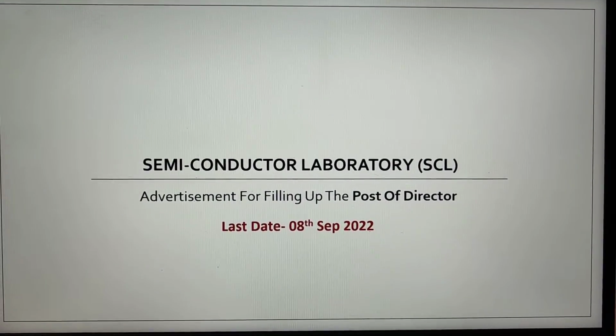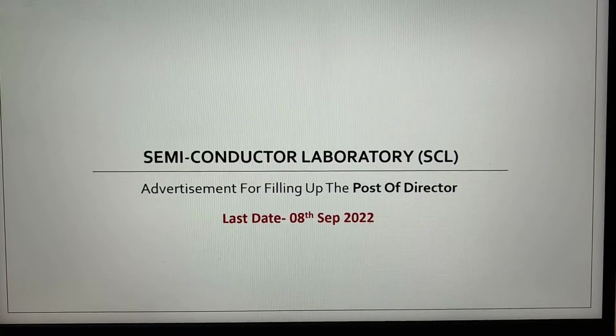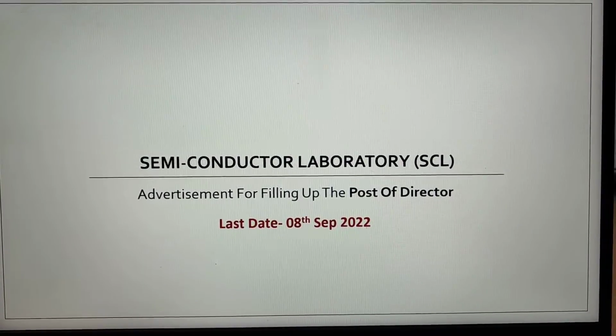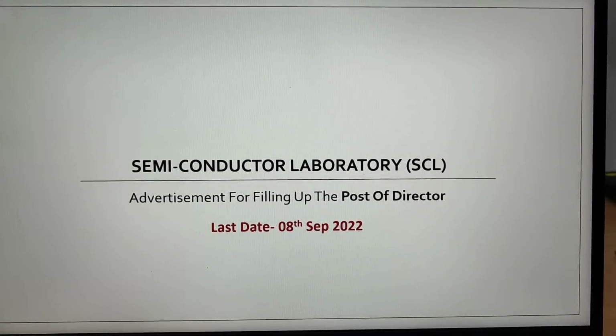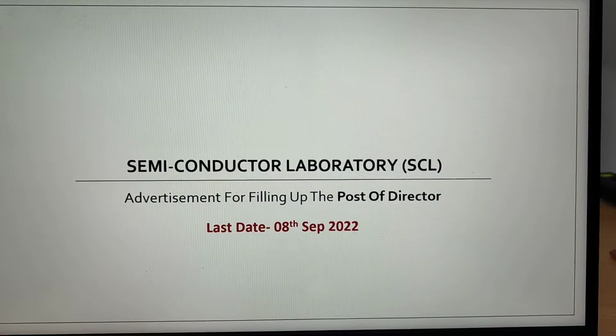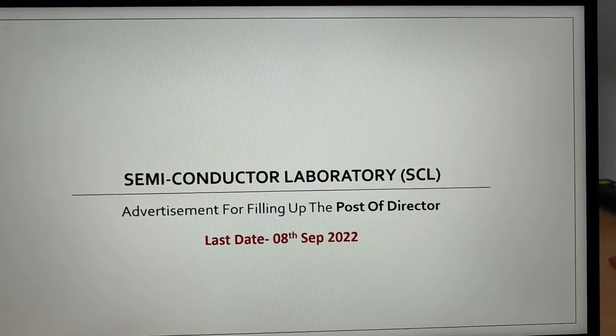So today we are going to discuss a new opportunity from SCL, Semiconductor Laboratory. We are discussing the advertisement for filling up the post of director for SCL. The last date to apply for this post is 8th September 2022. So let's go to the details of this.